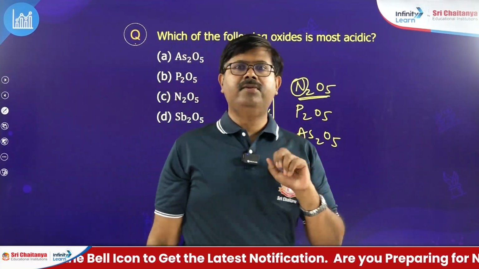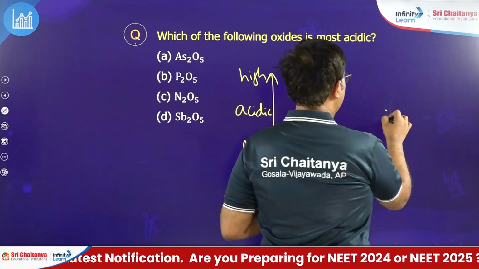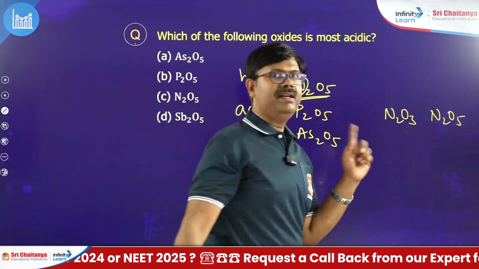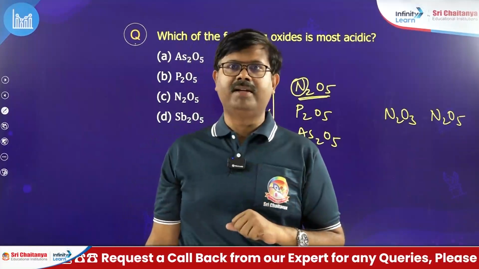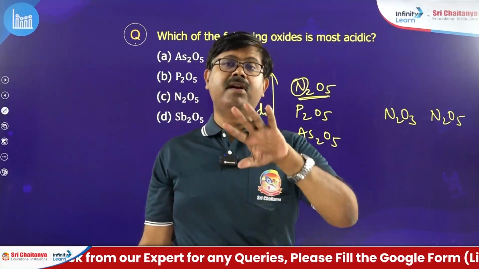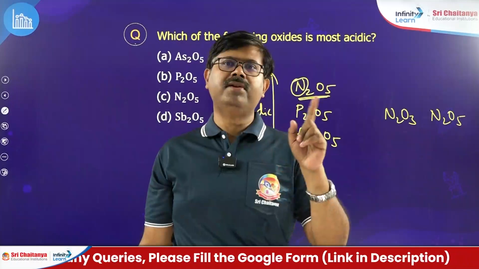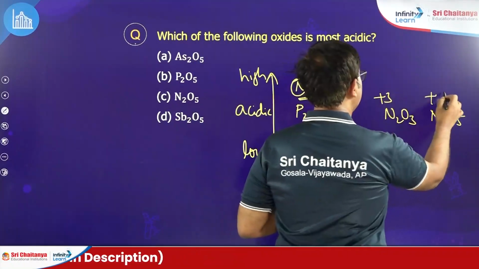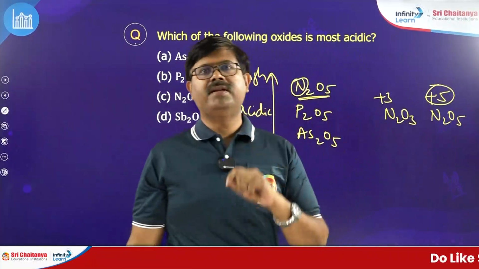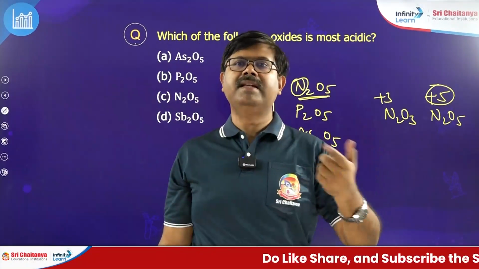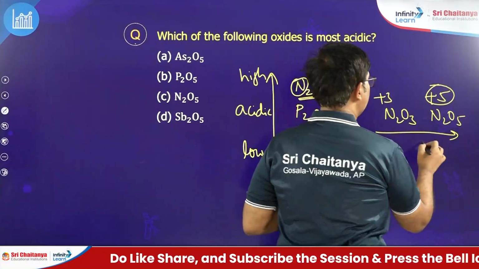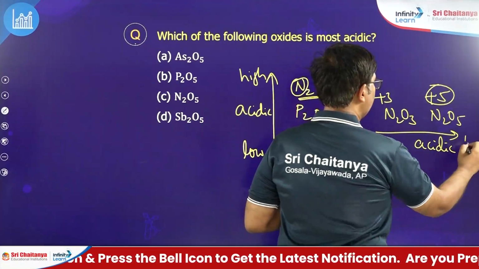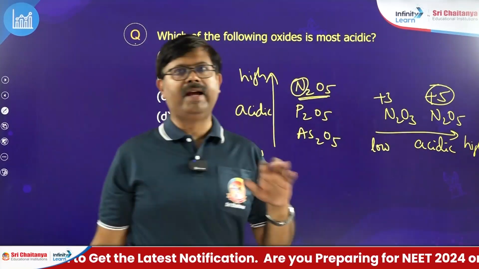But suppose if they give oxides like this, N2O3, N2O5. Now see here, both are nitrogens only. But what is the difference? Here oxidation states are different. In N2O3 nitrogen is +3, in N2O5 it is +5 state. Now in that case, the higher the oxidation state of the central element, the higher the acidic nature. Therefore here acidic nature is low for N2O3, high for N2O5.